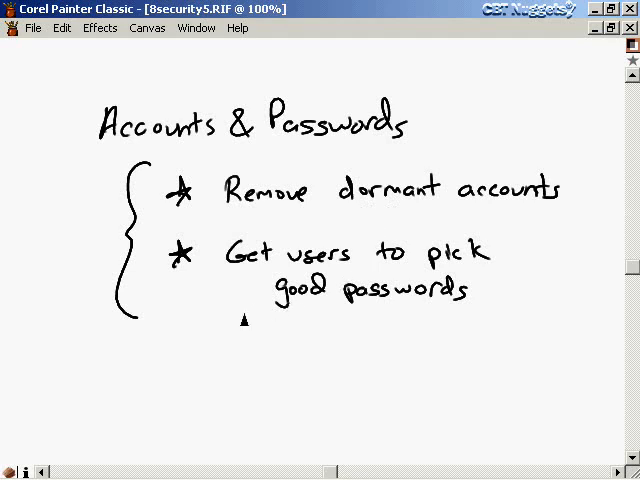And then the other thing you have to do as a system administrator is get users to pick good passwords. How do you do this, you might ask? One word: education. You have to explain to users what a good password is and why it's important to pick good passwords.